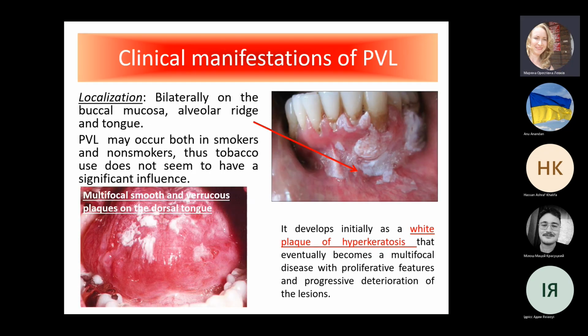Clinical manifestation of proliferative verrucous leukoplakia. First of all, localization. Usually this disease is localized bilaterally on the buccal mucosa, alveolar ridge, and tongue. It may occur both in smokers and non-smokers. Thus, tobacco does not seem to have a significant influence. It develops initially as a white plaque of hyperkeratosis that eventually becomes a multifocal disease with proliferative features and progressive deterioration of the lesion.